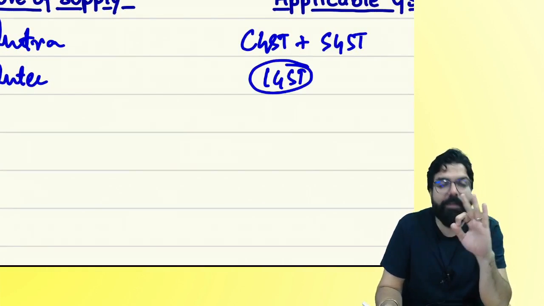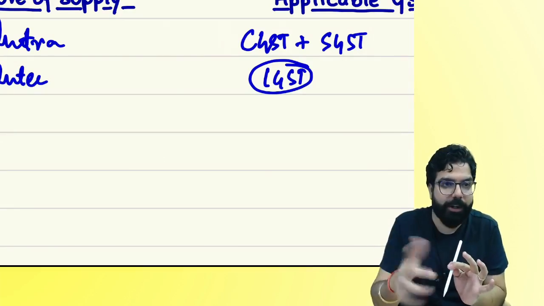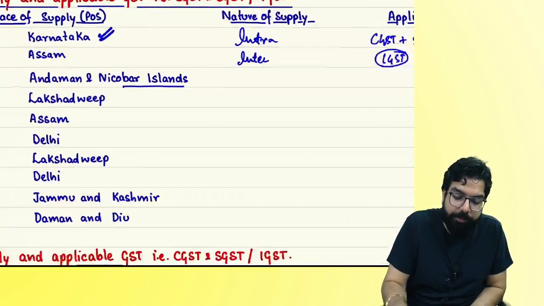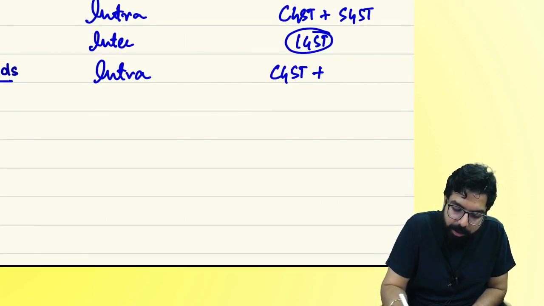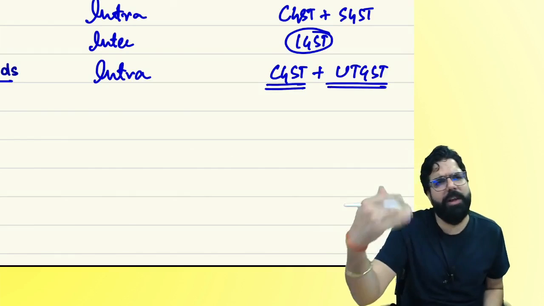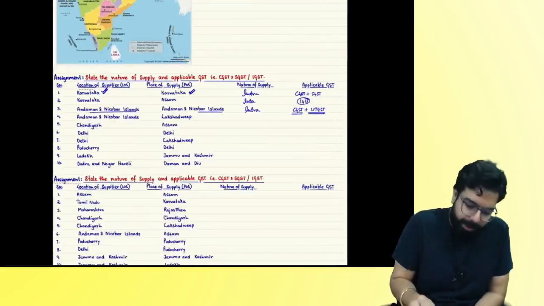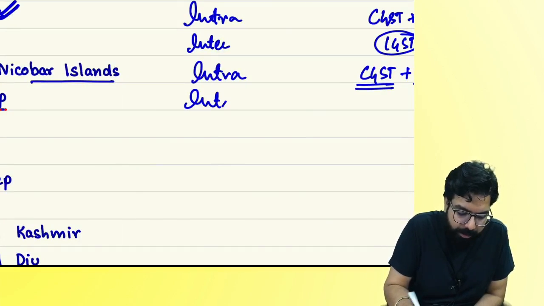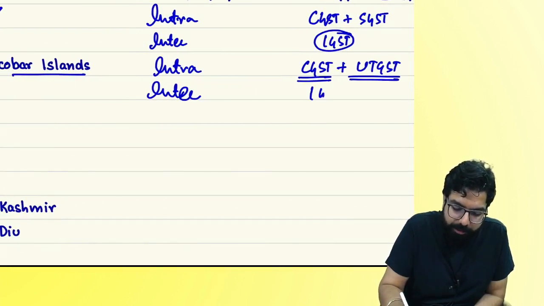Don't worry about it. What is IGST? How to divide? IGST means Integrated GST. I'll talk about it a little later. Next. Andaman and Nicobar to Andaman and Nicobar. Intra or inter? Intra. What will you charge? CGST plus UTGST. CGST to the central government, UTGST to the union territory government. Whoever government is managing the union territory, that government will get. Next. Andaman and Nicobar to Lakshadweep. Intra or inter? Inter. What will you charge?